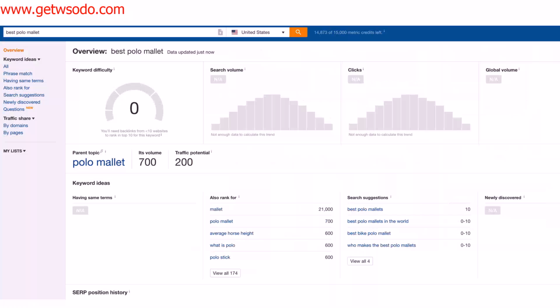But when I actually looked at the size of the audience looking to buy polo mallets, there's basically nobody. Nobody buys online. I believe people probably buy from their clubs or something. And it's not a good niche just because the niche looks so small.